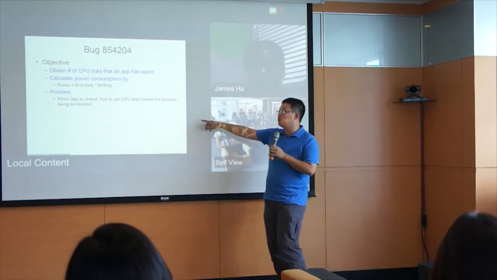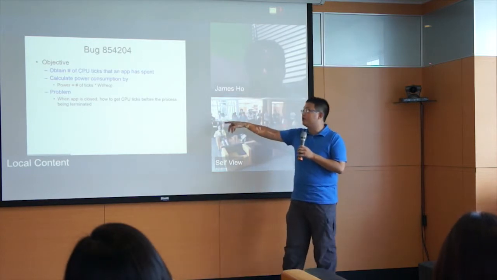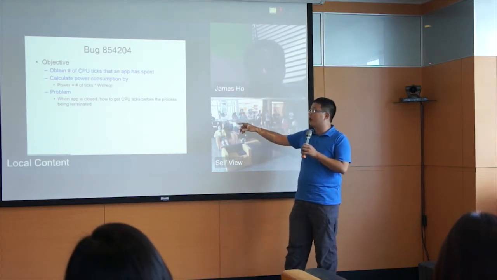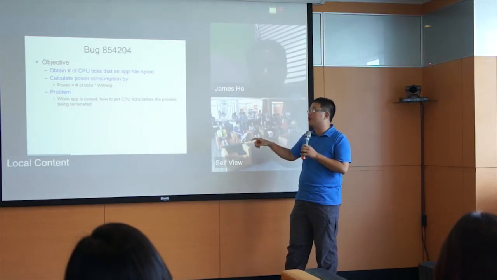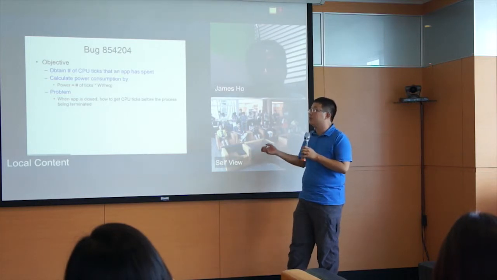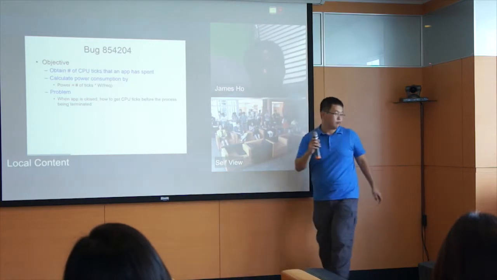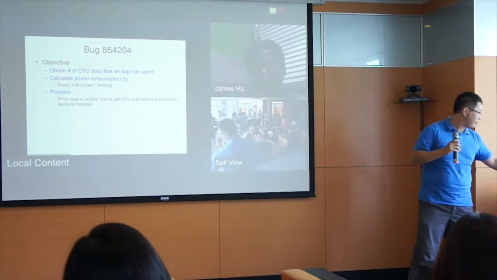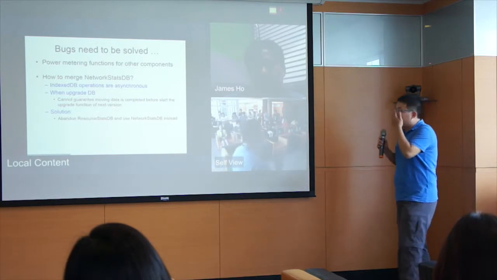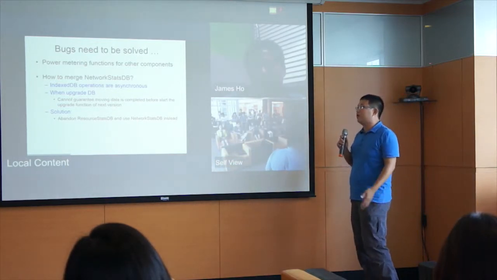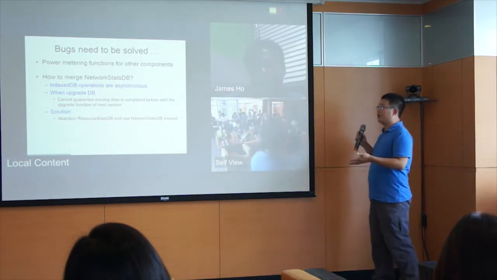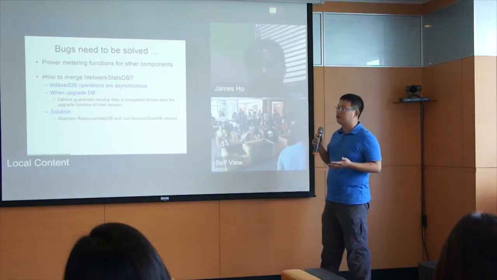But this part still has a problem: when an app is closed, sometimes I cannot get the number of CPU ticks for that process, because the process may terminate before I call the read operation. So there are still some bugs in the Chinese process. Okay, so there are some bugs I haven't solved. I'm sorry, but at least those bugs are not solved here.